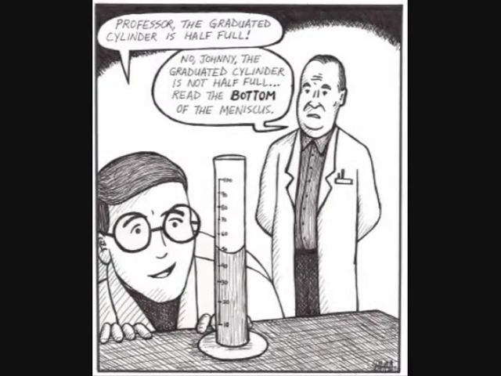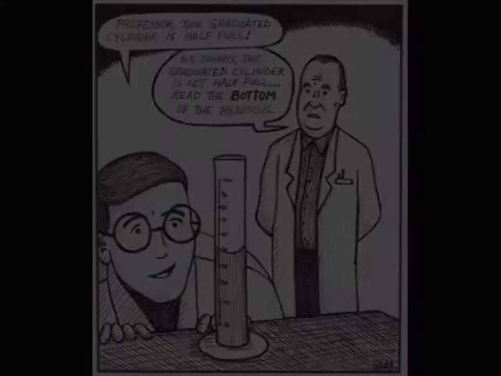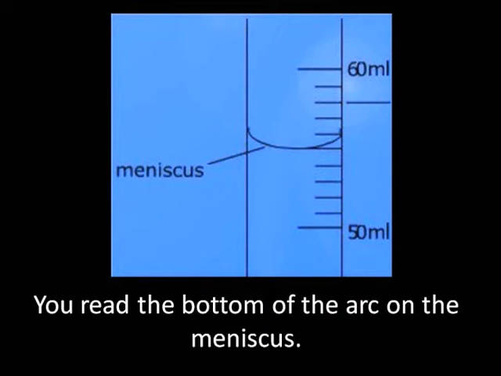When reading a graduated cylinder, you read the meniscus. The meniscus is the curve created by the water. It is a downward shaped arch. You read the bottom part of the arch.